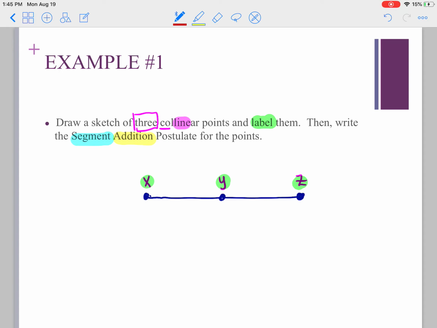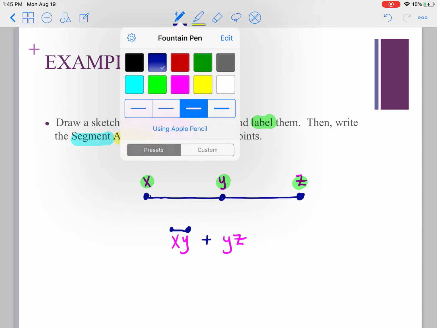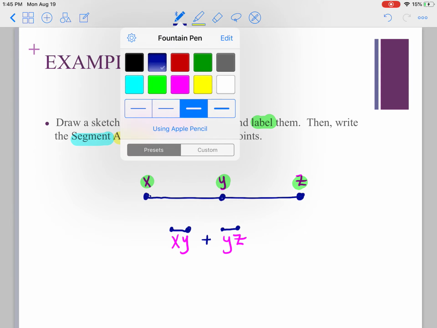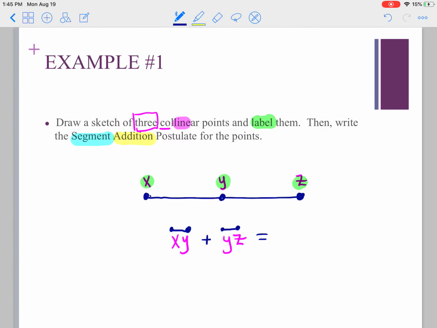So what segments do we have? Well, we know that we have segment XY as a small segment, and I have to show that it's a segment. So I need to make sure that I use my segment notation. And I know that I'm going to add that to something. Well, what's my other small segment? Well, my other small segment is YZ. And again, I have to use my segment notation. And what will that equal? Well, it's got to equal the largest segment, which is the entire segment XZ.